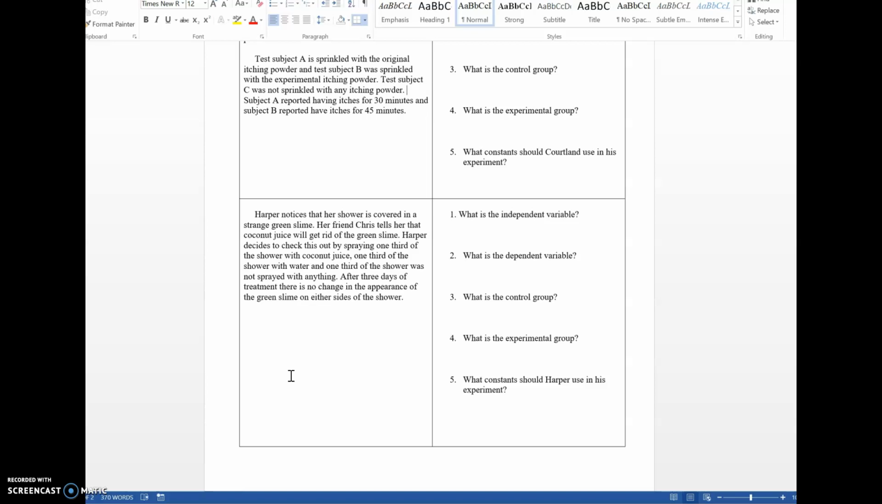What's the control group? What's the experimental group? What's the independent variable, the dependent variable? And then what are the constants? So you need to make sure you have the constants listed as well.